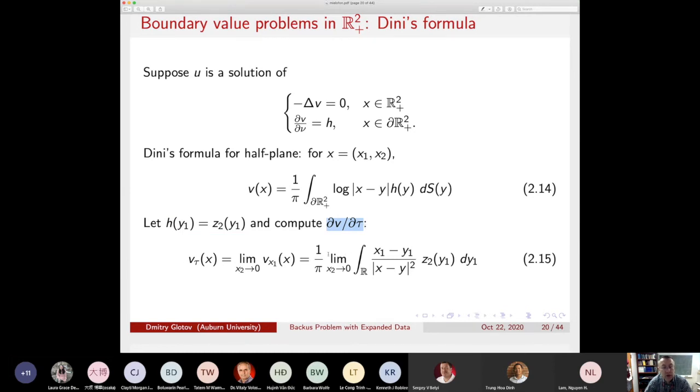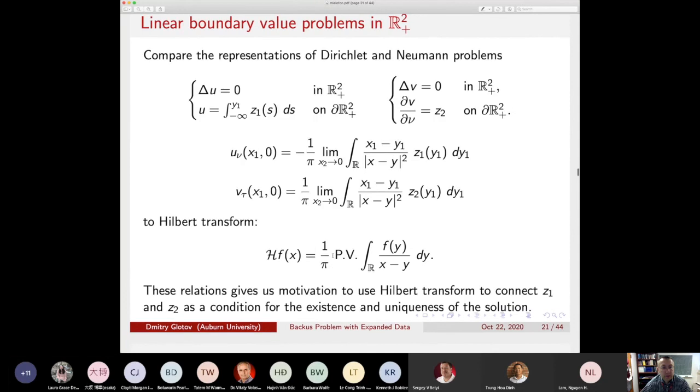When I take the tangential derivative, again in the limit as x2 goes to 0, I can compute this integral when x2 is not 0, but when it is, we need to make sense out of this. So I have two expressions, and I'll put them both on the same slide, repeating what I had on the previous slide. When we take z1 and solve the Laplace equation with the Dirichlet boundary condition and take the normal derivative, we have an expression in the first line after the equations. When we take z2 and solve the Laplace equation with the Neumann boundary condition and take the tangential derivative, notice how similar these expressions are. The difference is essentially in the sign, and z1 is interchanged with z2.